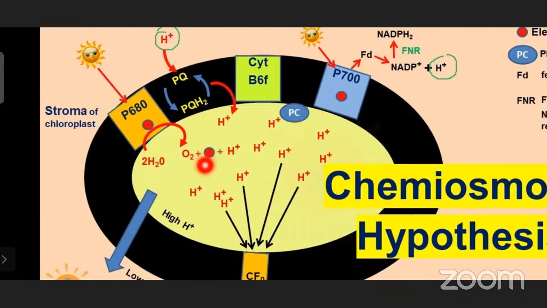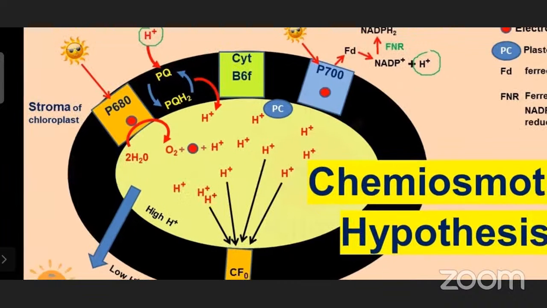But the electron, this red color dot, is nothing but the electron. It is taken by P680 because it has lost its electron. So it will take it from the water molecule. So here the electron case is over. But what about this proton? This proton of the water molecule is still there in the lumen.